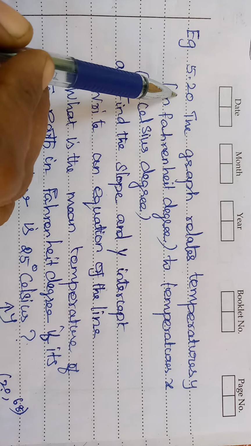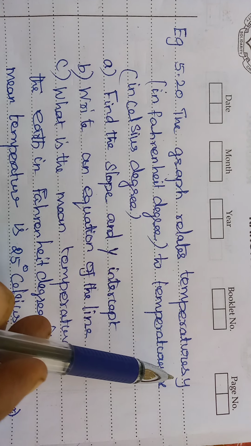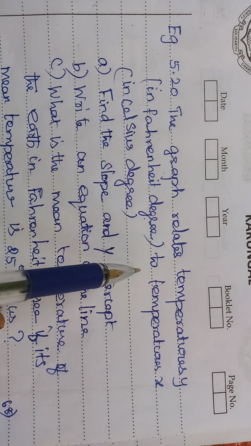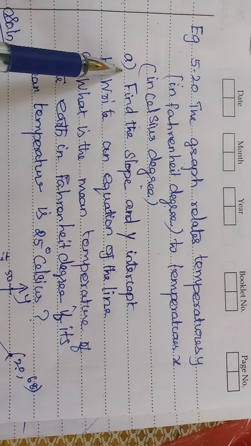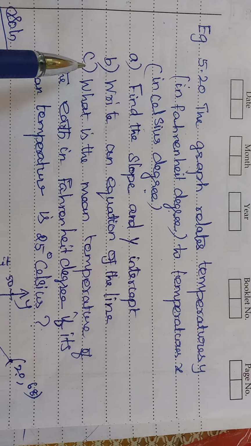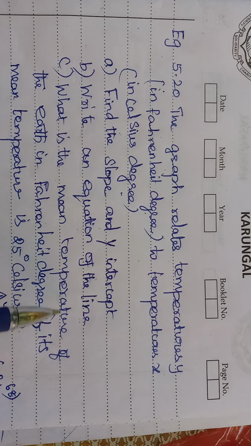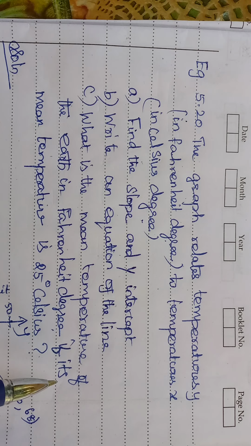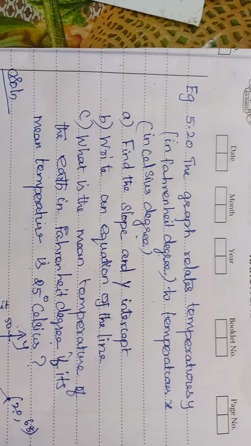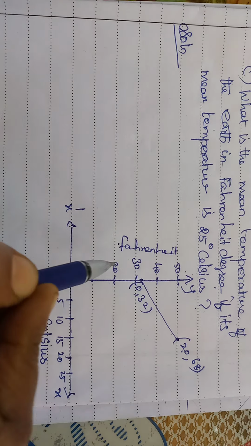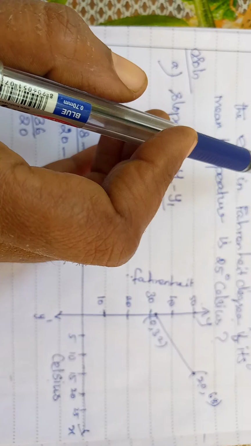Write the example 5.20. The graph relates temperatures y in Fahrenheit degree to temperature x in Celsius degree. Three subdivisions they have given. First one is find the slope and y-intercept. Second one is write an equation of the line. Third one is what is the mean temperature of the earth in Fahrenheit degree if its mean temperature is 25 degree, means x value is given. All the x values are given in Celsius degree and the y values are given in Fahrenheit degree. Okay, shall we start?